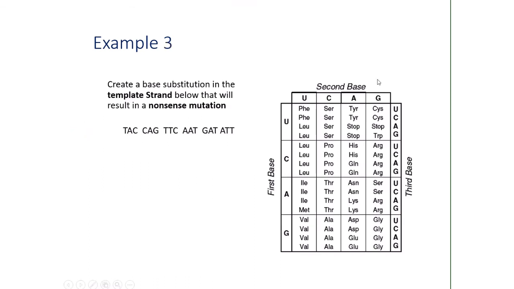In this next example, we have to create a base substitution in the template strand this time that will result in a nonsense mutation. So this is the template, and when we do the mRNA, we have to use the complementary base pairing rule. So TAC will become AUG, GUC, AAG, UUA, and CUA, and UAA.